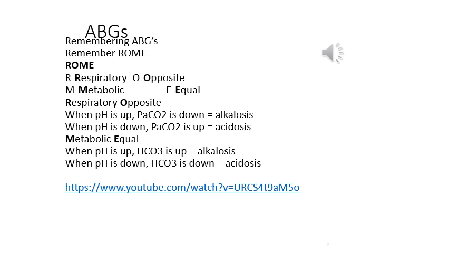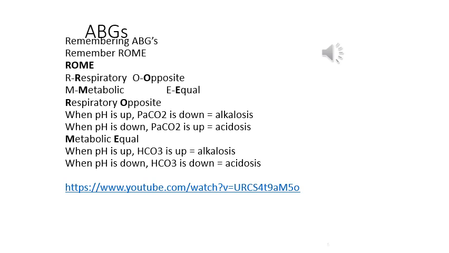So ROME: the R stands for respiratory, the O stands for opposite. We'll look at that first. Respiratory opposite means the pH and the PaCO2 are always opposite. They're going in the opposite direction. So when your pH is up, your PaCO2 is going to be down, and when that occurs, you have alkalosis. So respiratory alkalosis. When your pH is down, your PaCO2 is going to be up, which is respiratory acidosis.